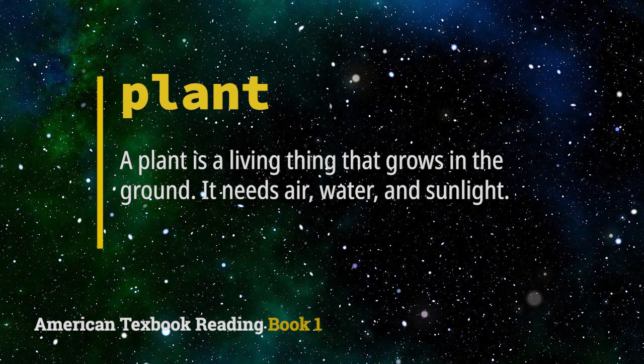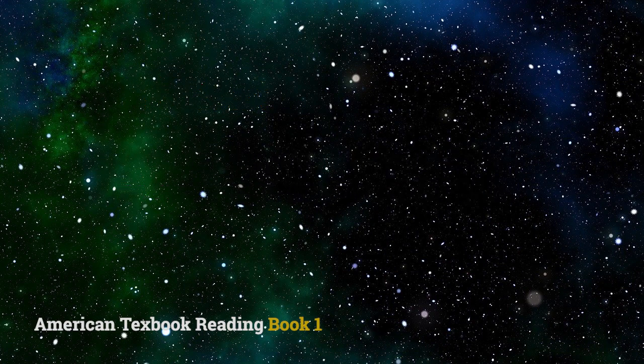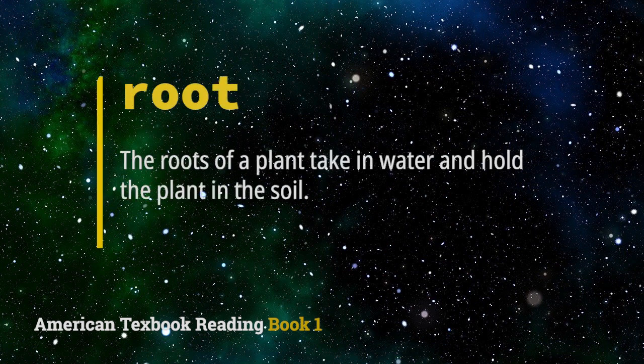A plant is a living thing that grows in the ground. It needs air, water, and sunlight. Root. The roots of a plant take in water and hold the plant in the soil.